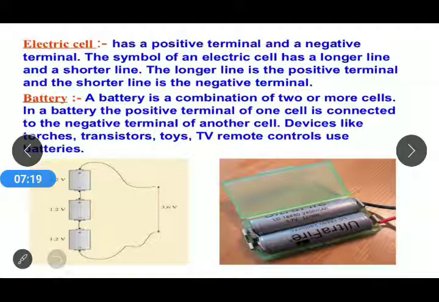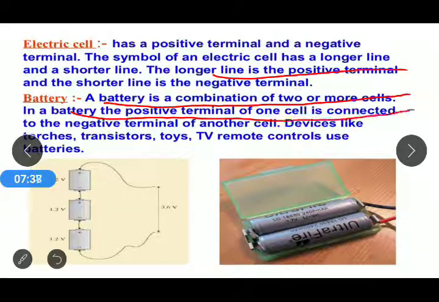The longer line is the positive terminal and the shorter line is the negative terminal, that we have learned. What is a battery? A battery is a combination of two or more cells. In a battery, the positive terminal of one cell is connected to the negative terminal of the other cell.